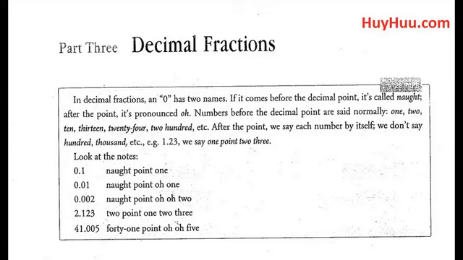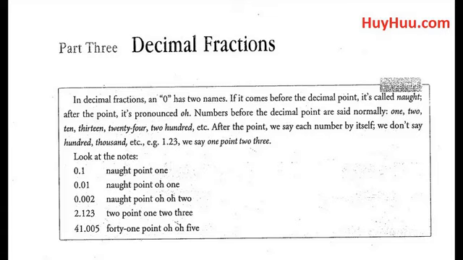Part 3, Decimal Fractions. In decimal fractions, an O has two names. If it comes before the decimal point, it's called naught. After the point, it's pronounced O. Numbers before the decimal point are said normally: 1, 2, 10, 13, 24, 200, etc. After the point, we say each number by itself. We don't say 100, 1,000, etc.